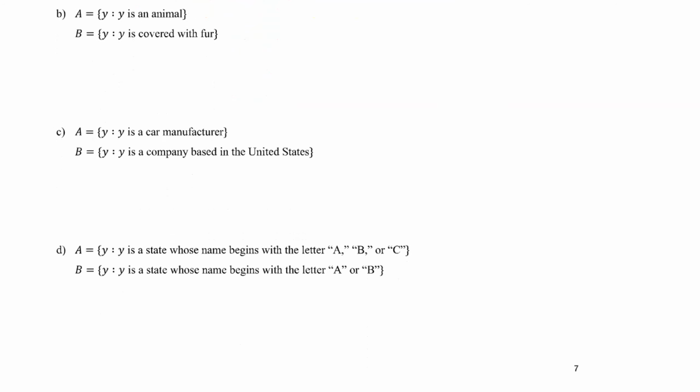Part B, the first set is the set of Y such that Y is an animal. And the second set is the set of Y such that Y is covered with fur. Again, lots of options here because the first set is just an animal. So there are lots of different animals out there. We're looking for one that is not an animal covered in fur. So an example of that would be a frog.